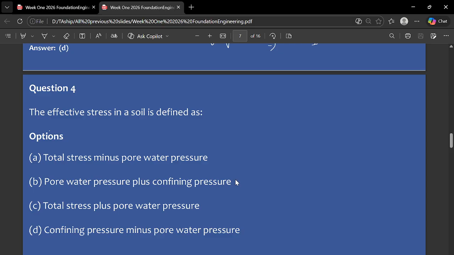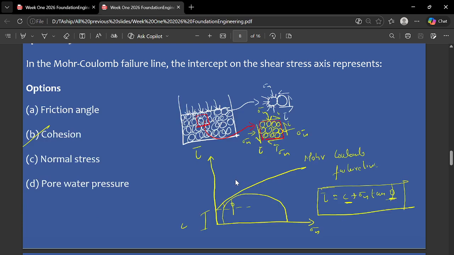Then you will analyze the effective stress in the soil, defined as, so the very basic definition of the effective stress and all other parameters. Then you need to see the Mohr-Coulomb failure line, where the intercept on the shear stress axis represents something. So you need to have a look at that.